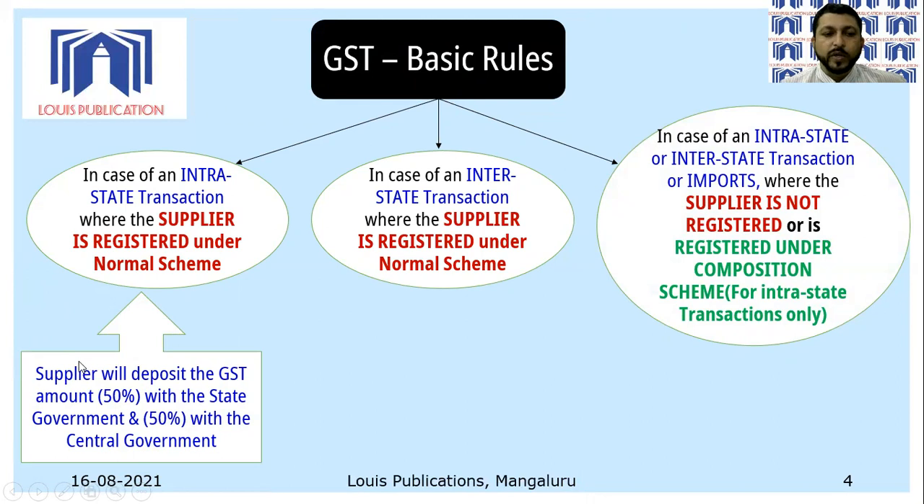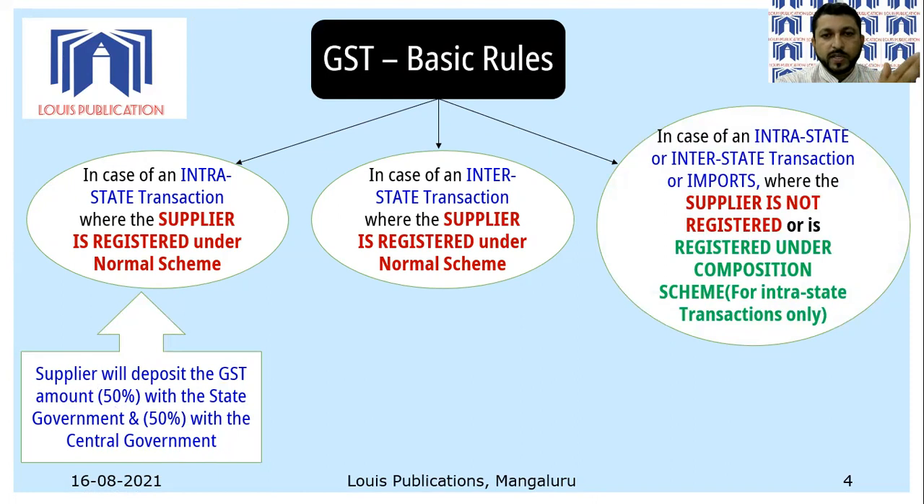So supplier is going to receive GST amount that will be treated as an output tax from supplier's point of view. So supplier, after he has received the GST amount for an intrastate transaction, the supplier will deposit 50% of the GST amount with the state government where he is based, and the remaining 50% will be deposited with the central government. That is, for an intrastate transaction, the supplier is going to receive GST amount, and that GST will be apportioned into 50%.